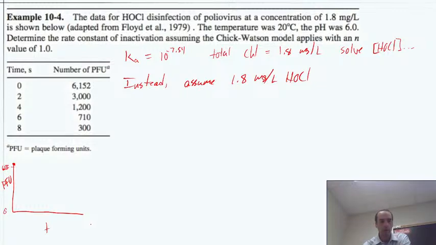We've got 0 and time up to, let's say, 8 seconds. Okay, so we start somewhere up here. At 2 seconds, we are at about half that. And at 4 seconds, excuse me, we are less than half of that. By 6 seconds, we are down to 700. And at 8 seconds, we're at 300. So it probably looks something like that.